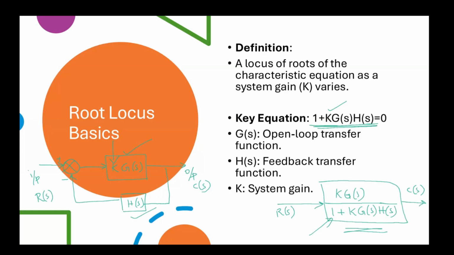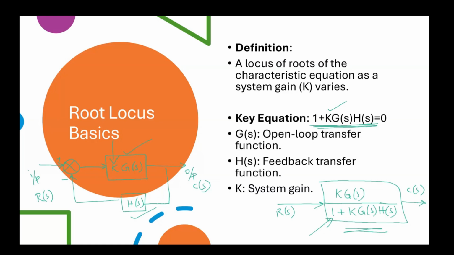Now a locus of the roots of the characteristic equation as a parameter of the system gain, as the system gain varies, is called the root locus. So as the name says, it is the path of the roots. Root locus. Locus is path. So the path of the roots is called root locus.